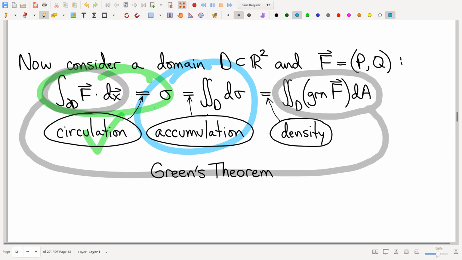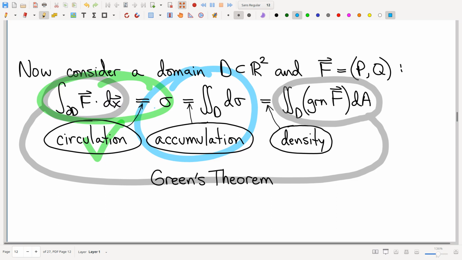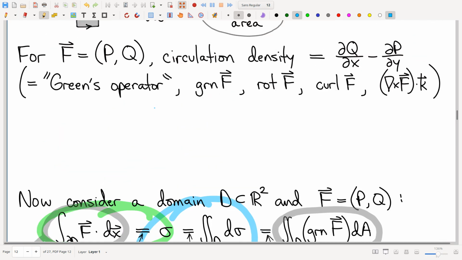This innocent observation is exactly the chop it up, add it up that we did for mass and work and every other thing that we computed with double integrals. So the mere fact that it accumulates lets you do this. And then our density statement above.